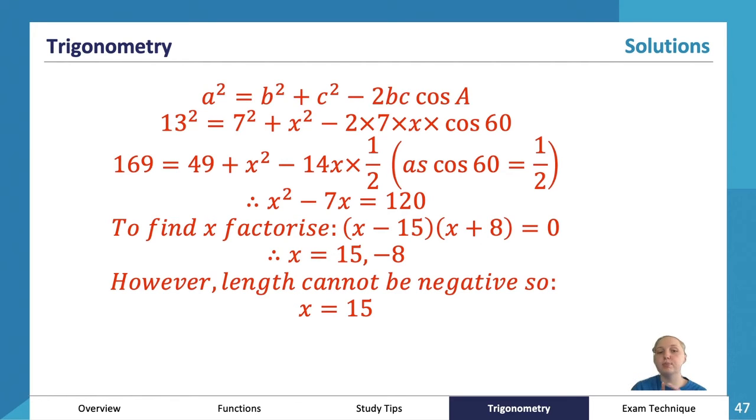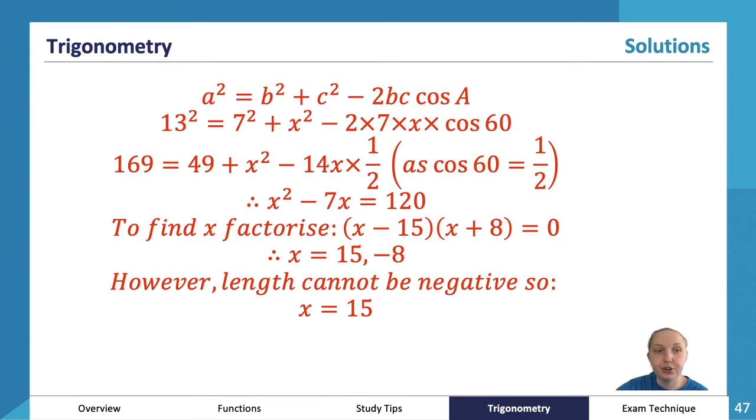Now, this is super important because usually in the HSC, marks are actually associated with discounting the solution. So you therefore say, however, because the length can't be negative, x is only going to be equal to 15. It's super important that, one, you know you have to discount the solution, and two, if you're going to discount it, that you give a reason as to why. Our length can't be negative, so therefore we can't have negative 8 as a solution.